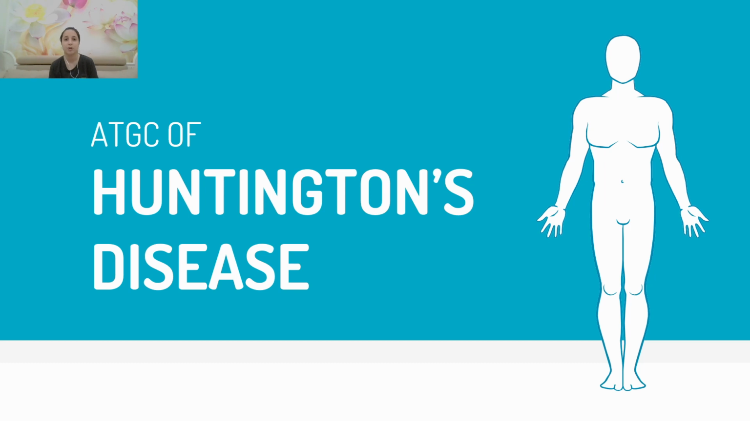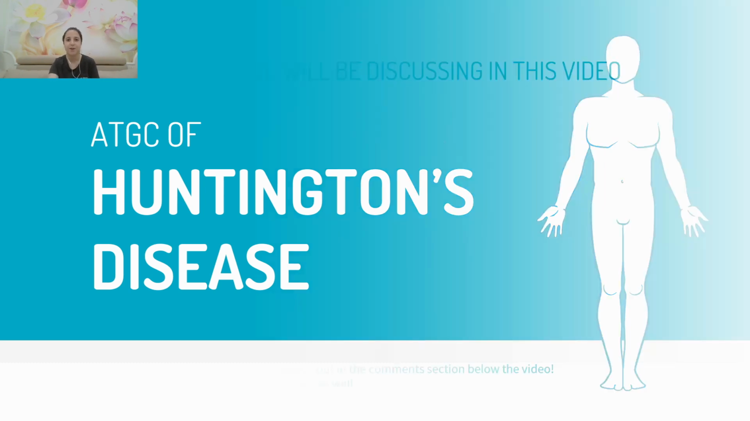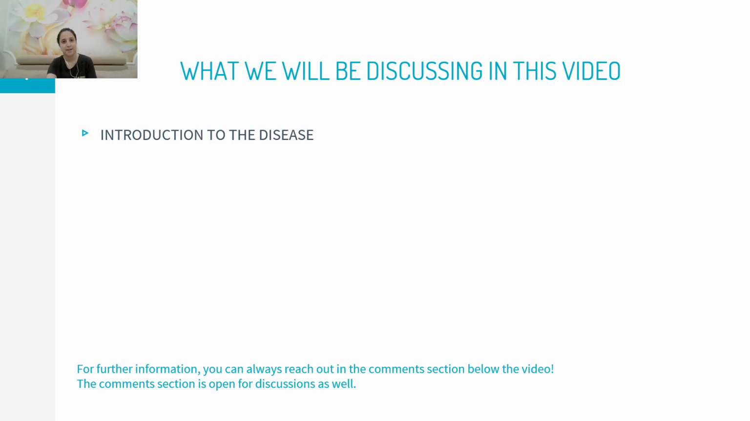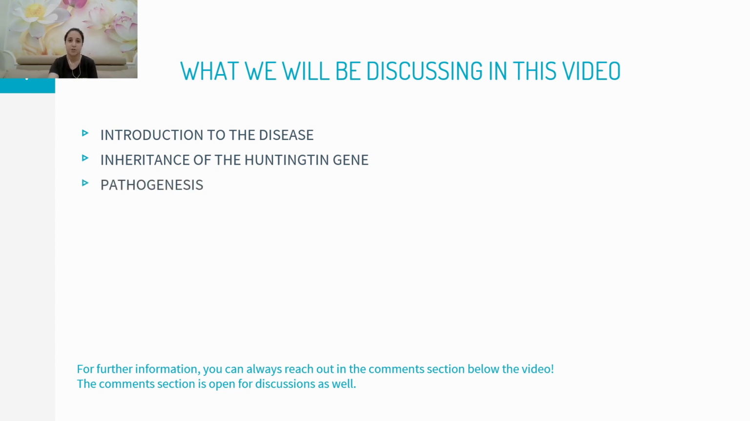So let's quickly look at what all we'll be going through in this video. We'll first be discussing the introduction, just to get to know a little bit more about this disease. Then we'll go on to understand the inheritance of the Huntington gene. As you might know, Huntington's disease is a genetic disease, and the gene causing this disease is the Huntington gene, which you might inherit from your parents. So we'll be understanding how this gene is passed on in your family. Then we'll be understanding the pathogenesis of the disease, the symptoms, the diagnosis, and the treatment.